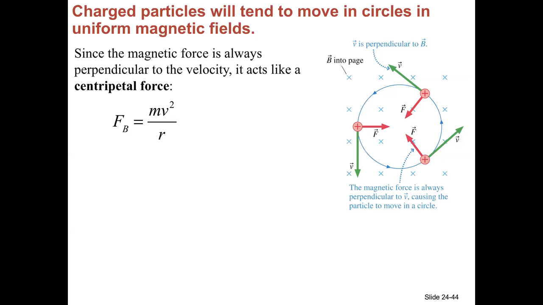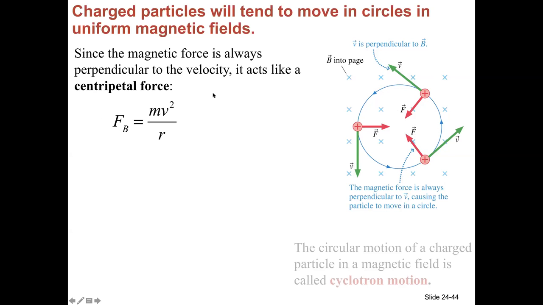So the magnetic force always acts like a centripetal force. So if we take the strength of the magnetic force, it has to follow a centripetal force law, meaning the mass of the charged particle times its velocity squared divided by the radius of the circular path it makes also should give us the strength of the magnetic force.